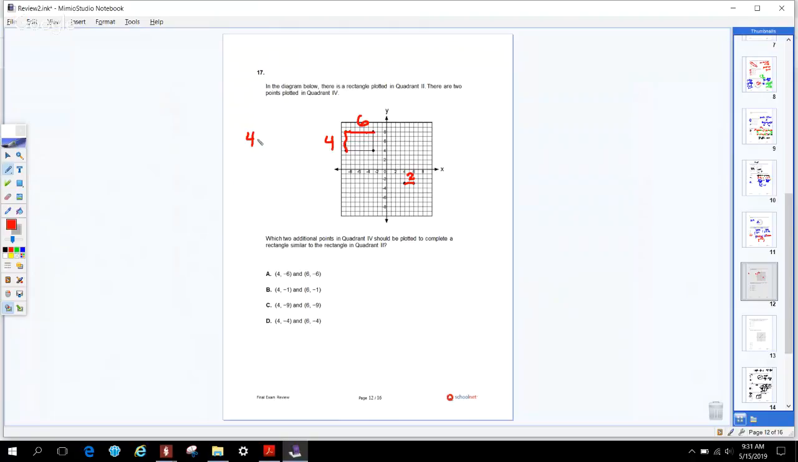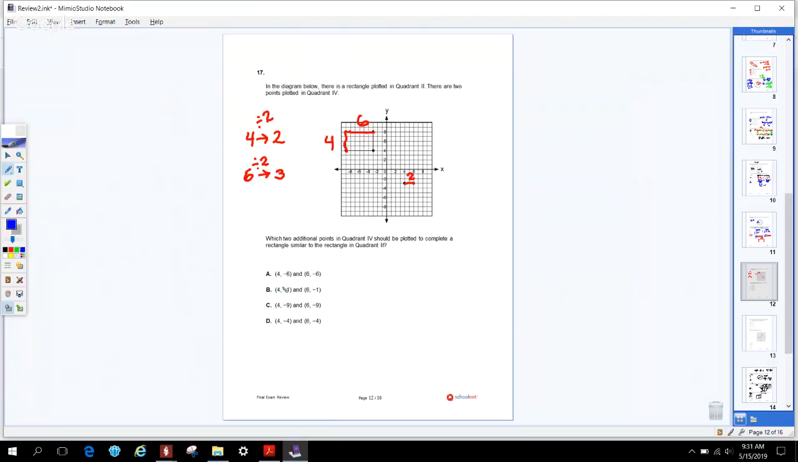If we're going from 4 to 2, what did we have to do to get from 4 to 2? Divide by what? 2. 4 divided by 2 is 2. So if we're at 6, how long does our rectangle have to be if we divide it by 2? 6 divided by 2 is 3. Thank you. So whatever points I plot, I need to end up getting it to be 3 units long.